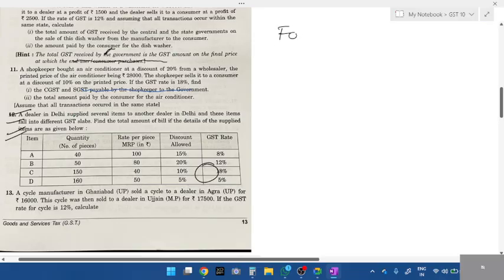Item A. What do you have to write here? For which item? Okay. Tell me the quantity. What is the total cost price, students? Total. 40 into 100 is 4000.